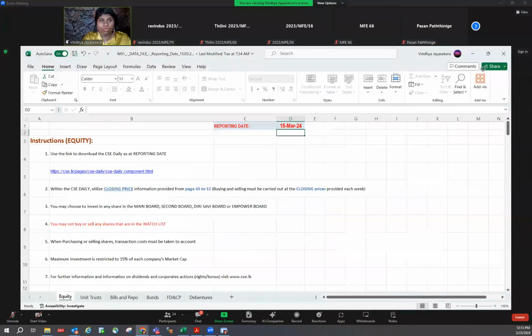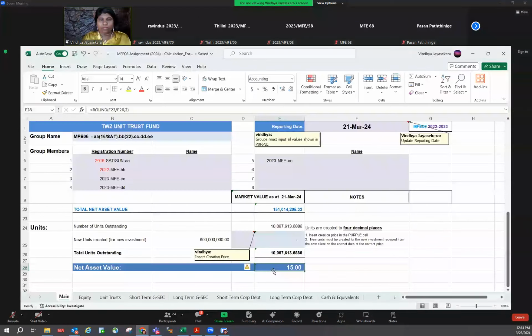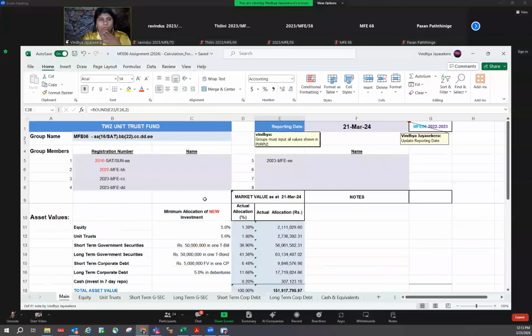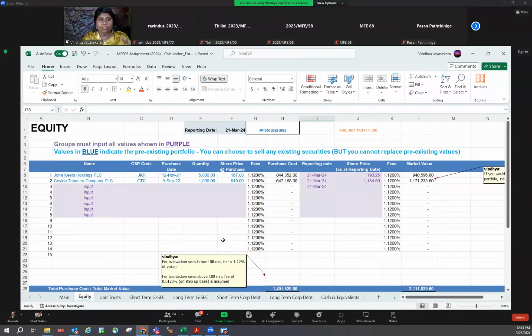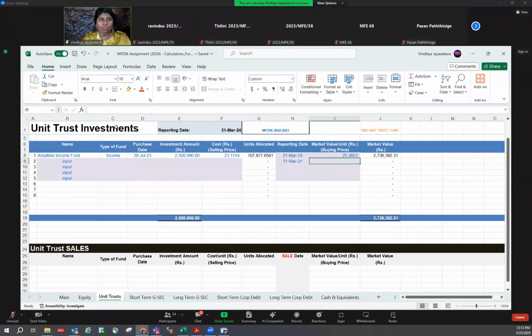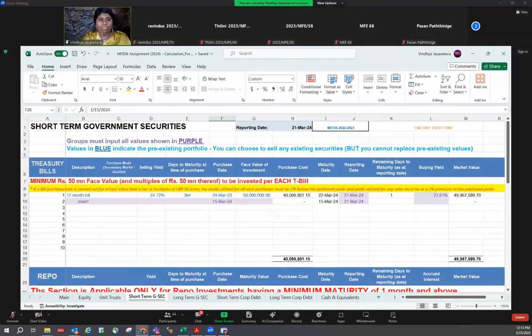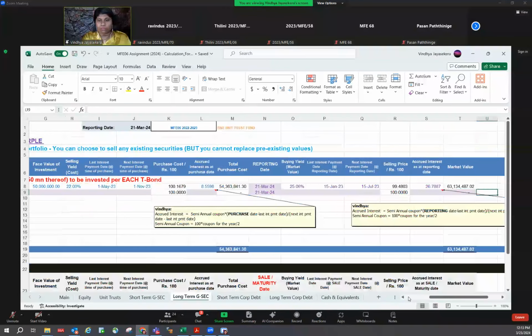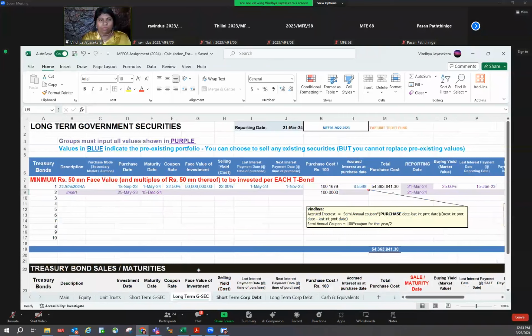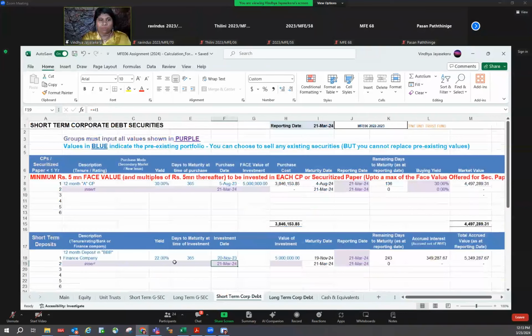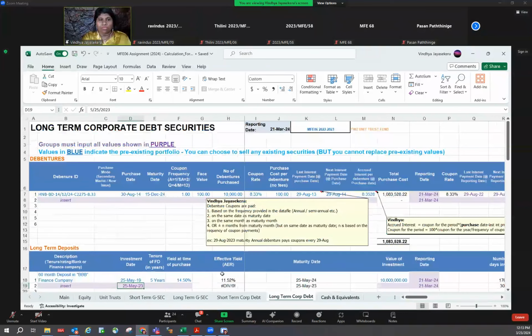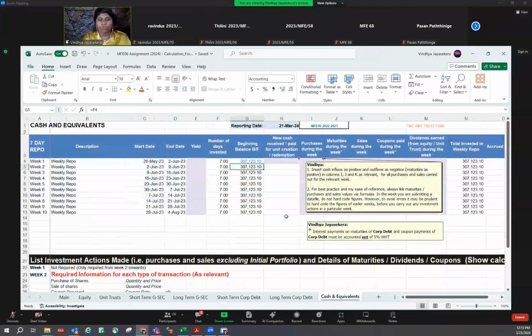Monday it will be uploaded with the data file, and the pre-existing portfolio will look something like this, right? As at the 21st of March, which was last Thursday, you will get a portfolio that already has investments inside it. For example, there are shares, John Keells, Tobacco. There are some unit trusts. There are some bills, bonds, short-term commercial papers, debentures inside this portfolio, right? So you get this portfolio in your hands.